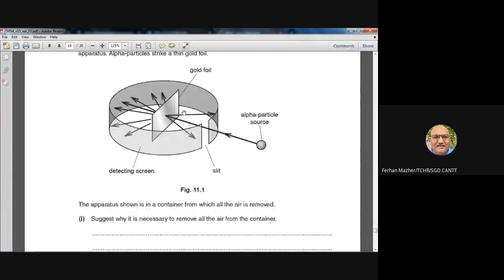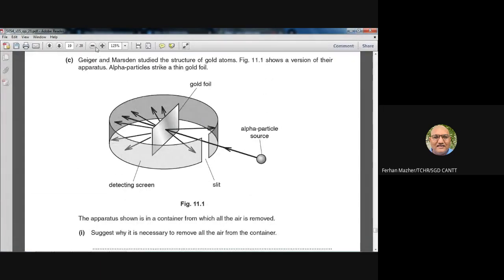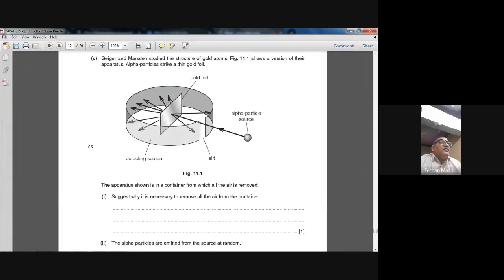Okay, so we are moving to the next part. Geiger and Marsden studied the structure of gold atoms. Figure 11.1 shows a version of their apparatus. Alpha particles strike a thin gold foil. The apparatus shown is in a container from which all the air is removed. Suggest why it is necessary to remove all the air from the container.